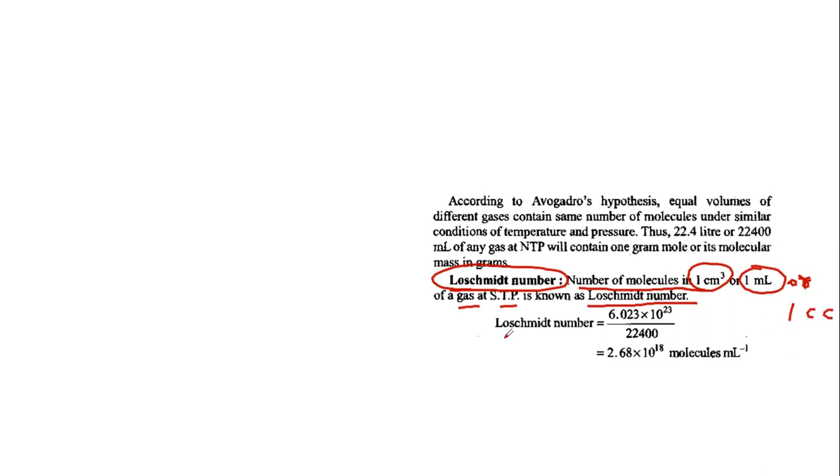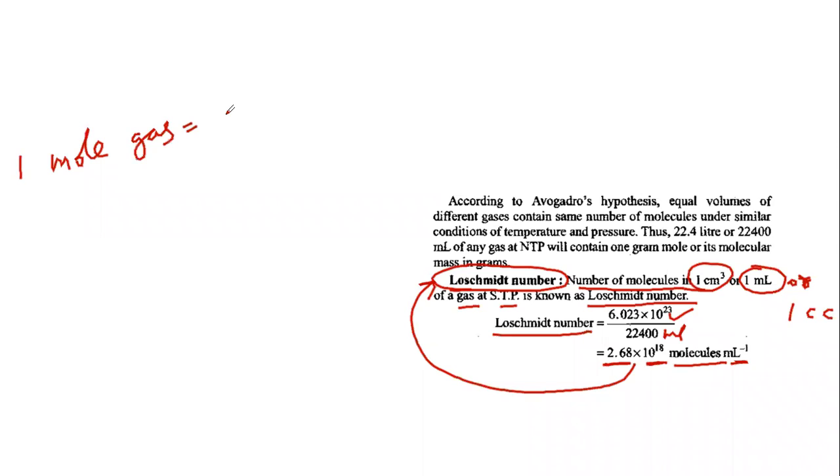So the Loschmidt number is equal to Avogadro number by 22,400 ml. This is 2.68 into 10 power 18 molecules per ml. In 1 ml of gas, 2.68 into 10 power 18 molecules will be present. So this number is called the Loschmidt number. Is that clear? So we know that 1 mole of gas equals what at STP?